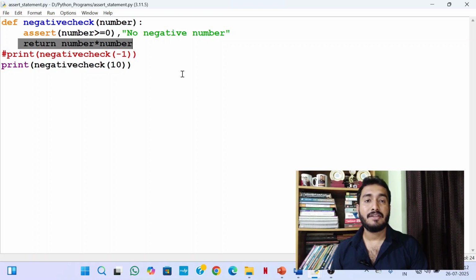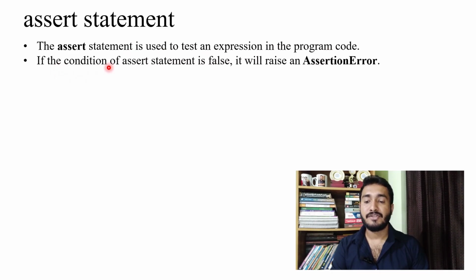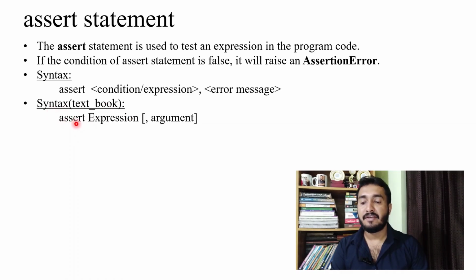Let us go through the theory part of the assert statement. The assert statement is used to test an expression in program code. If the condition of the assert statement is false, it will raise an assertion error. Syntax: so what is the syntax? Assert is a keyword. Then we have to write the condition. Then we have to write the error message. If the condition is false, the error message will be displayed with the assertion error. I have included the textbook syntax also. We have the assert keyword, then the expression, nothing but the condition, then the argument, nothing but the error message.